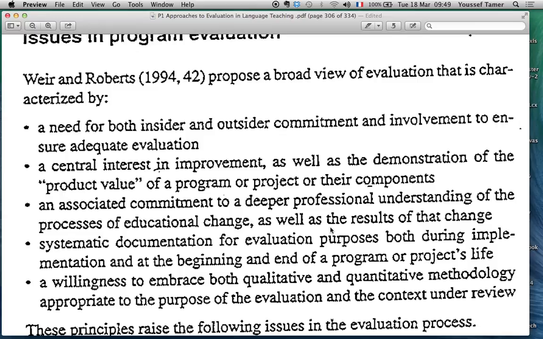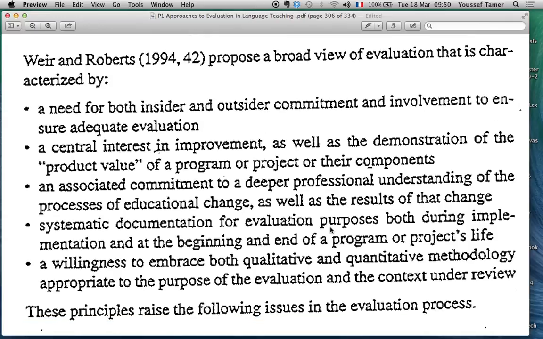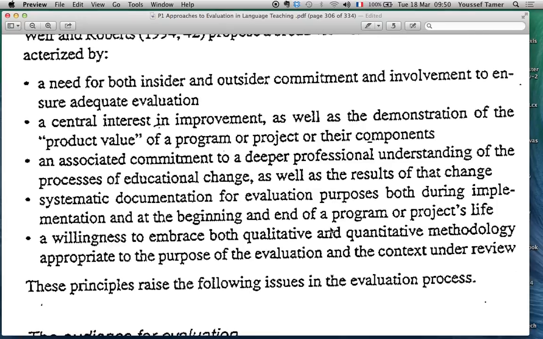That's why if you go to exams and concours, there is always a committee. There is never one person. There is a committee evaluating and then giving the results and then giving the final results. So there should be this need for both insider and outsider. Also, a central interest in improvement as well as the demonstration of the value of a program or project or their components.